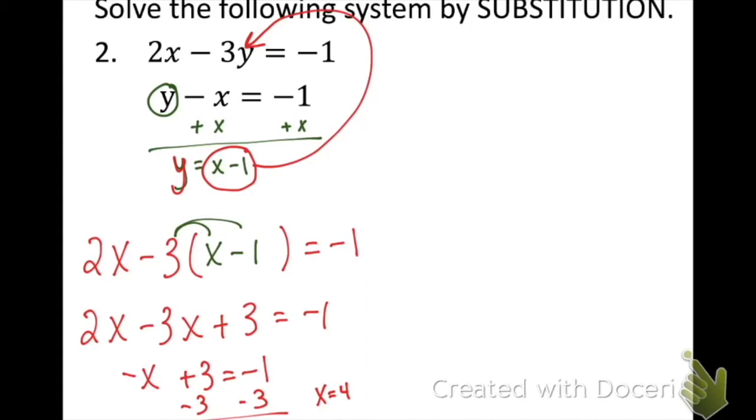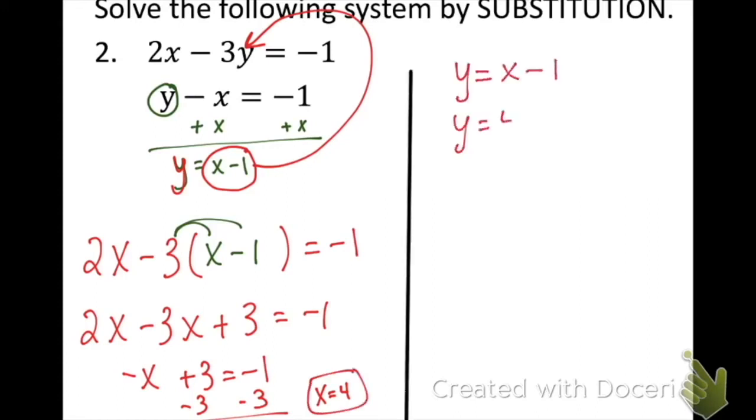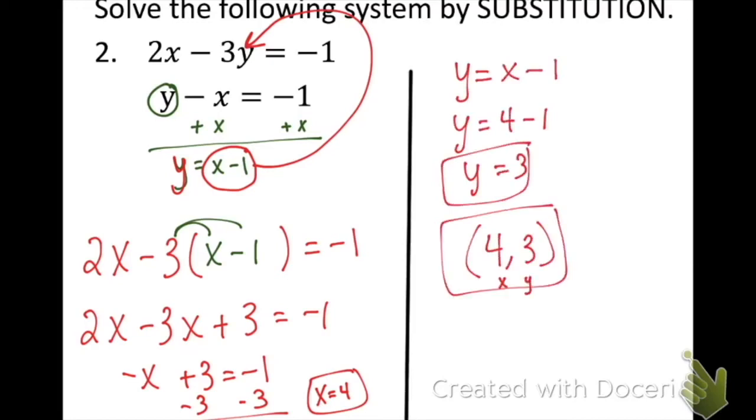Now that we have what x equals, we're going to take it back to one of our equations from the beginning, and we're going to plug 4 in for x. So in the end, we get the answer of (4, 3). Remember, if I went too fast on this, make sure you pause your video and copy everything down.